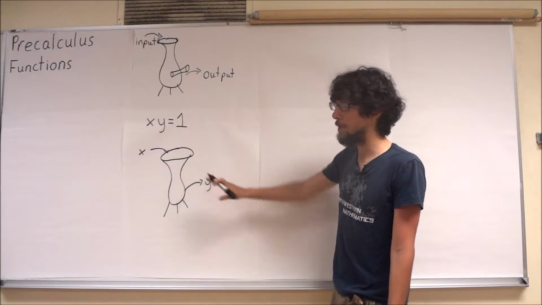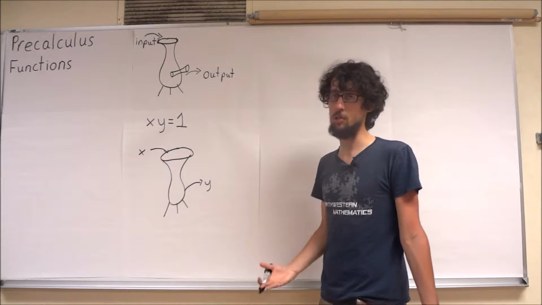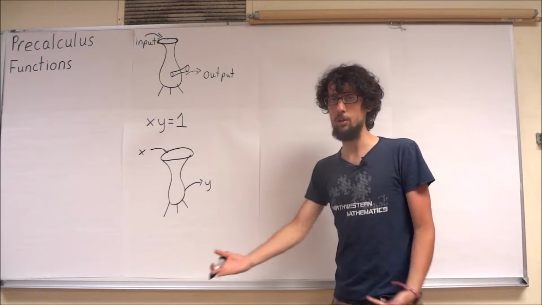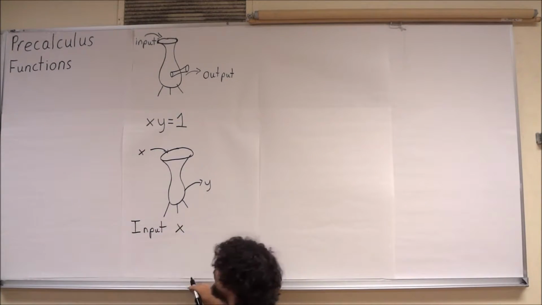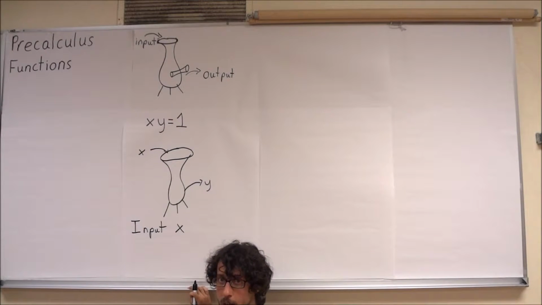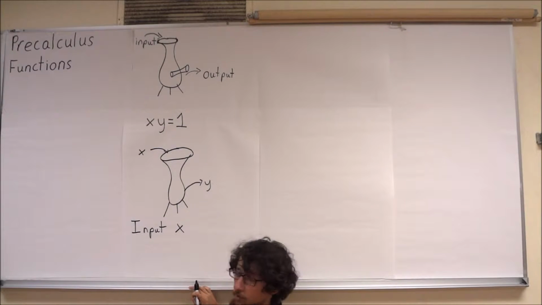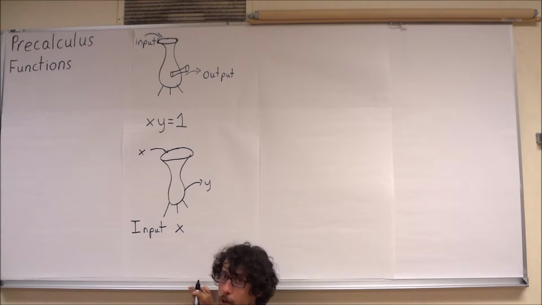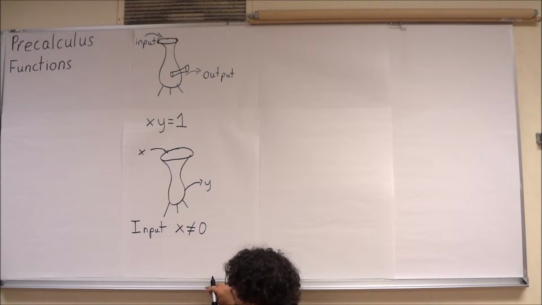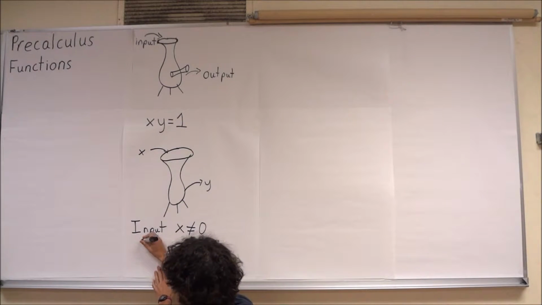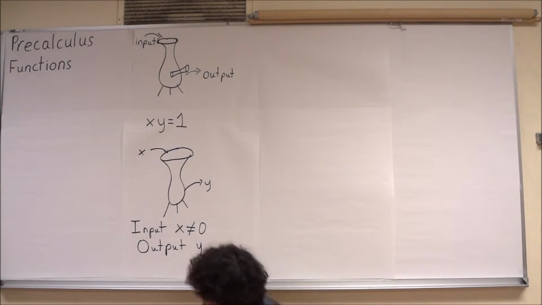So our first framing of this equation as a function is that if we input some x value, we can get out some specific y value. Now, there is one caveat here. If I feed this function x equals 0, I'll find that there is no y value that works. So I'm going to specify that I input an x that is not equal to 0, and I get out an output of y.